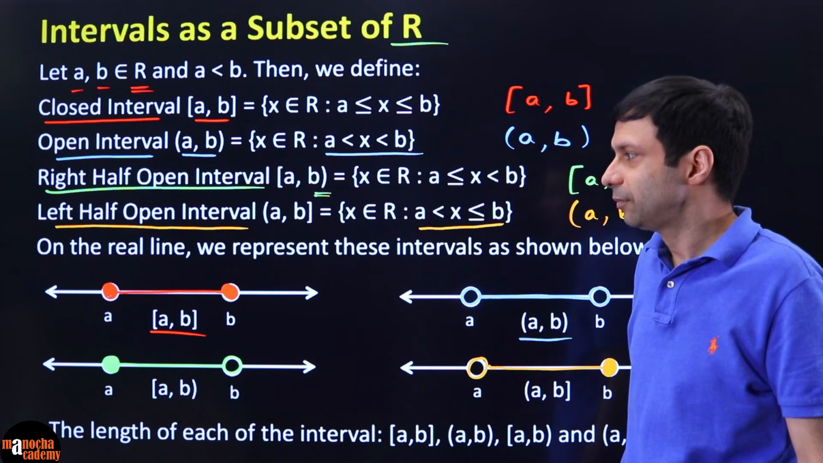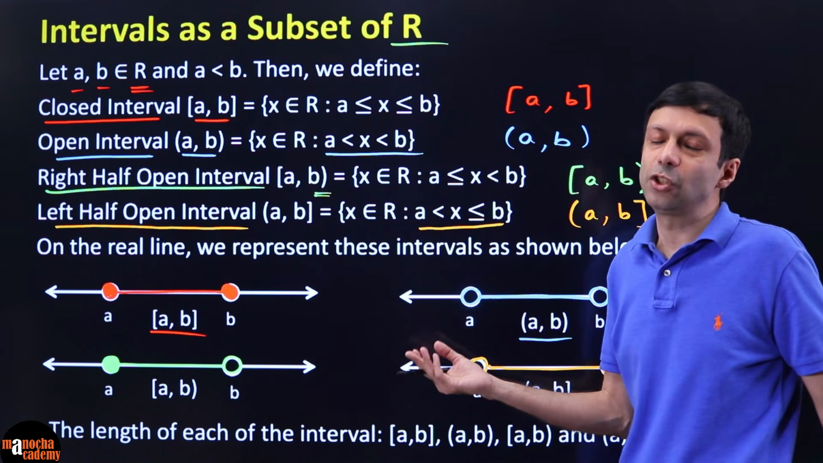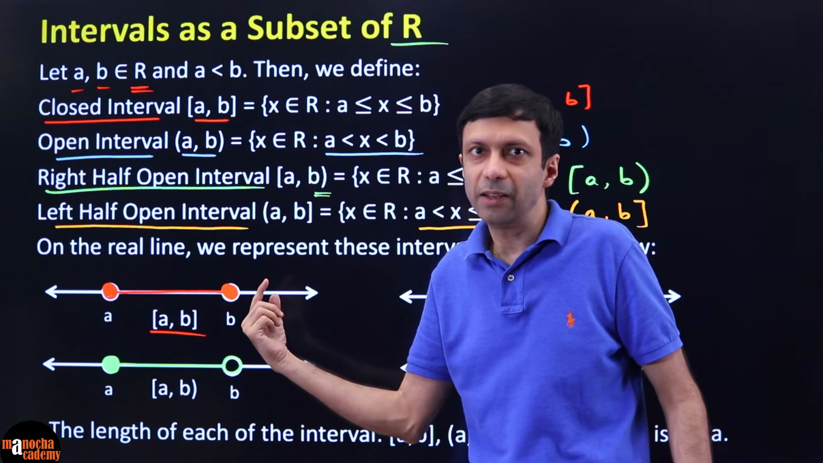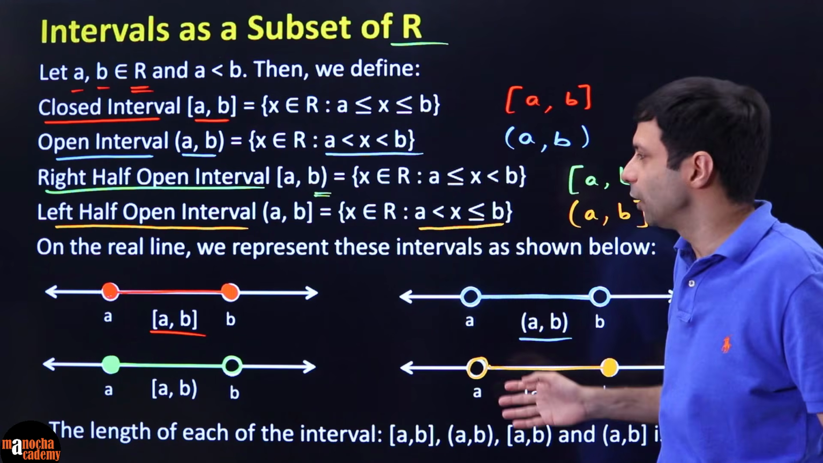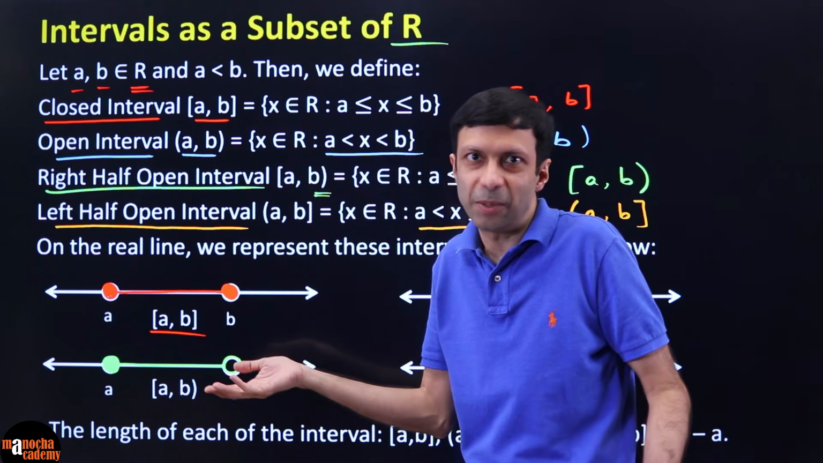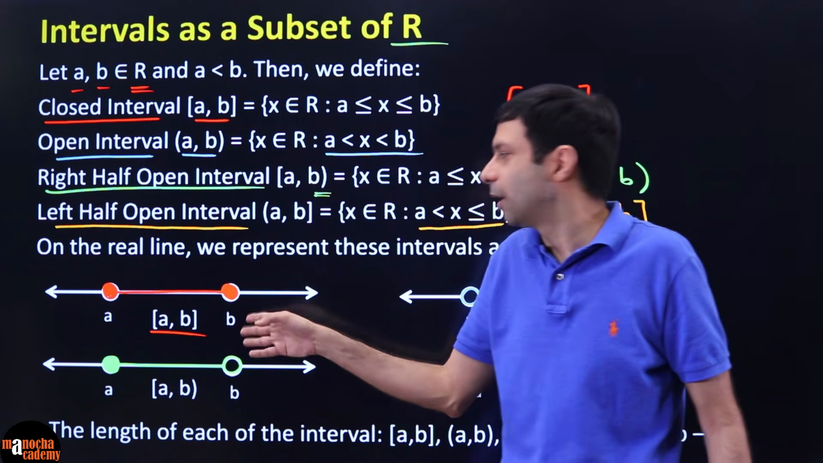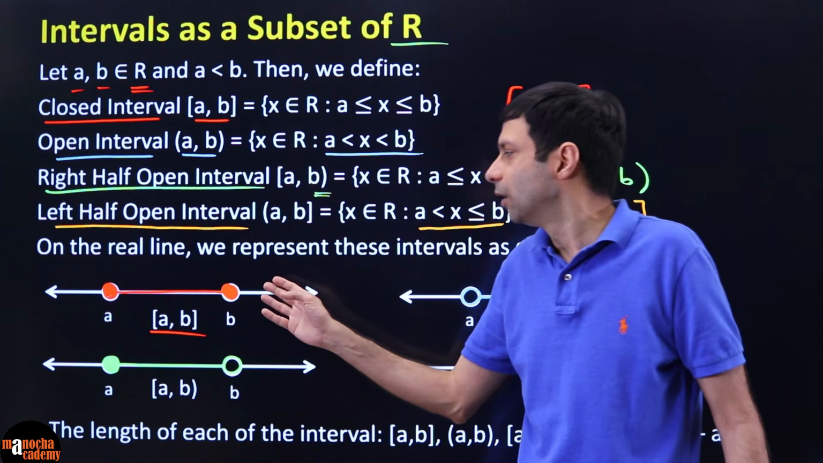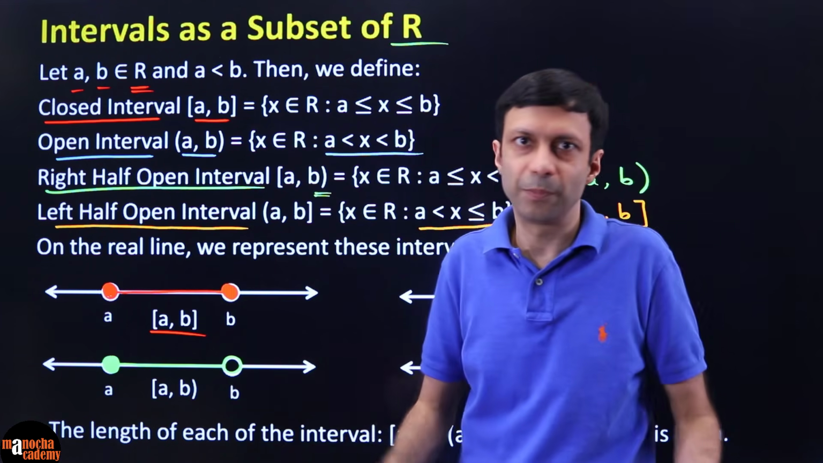Okay? Now what is the length of each of these intervals? Length basically means the length of this line. So if you look at all these intervals, what is the length of the line? Very simple. B minus A. You just subtract it, right? Because for example, if the number B was 7, A was 3, what will be the length of the interval? 7 minus 3, 4. That's it.